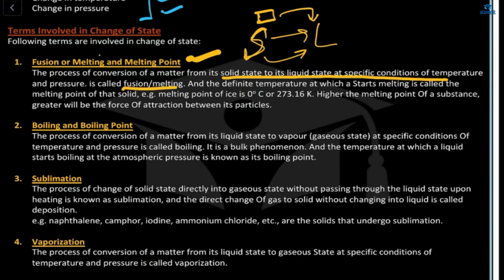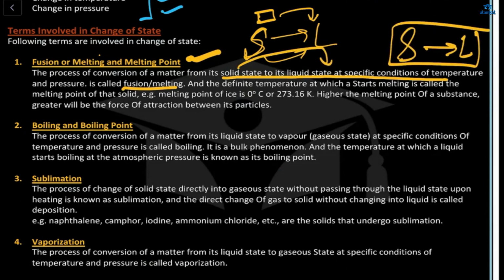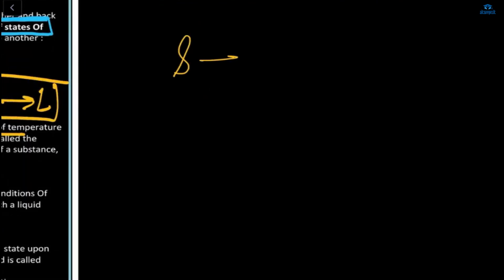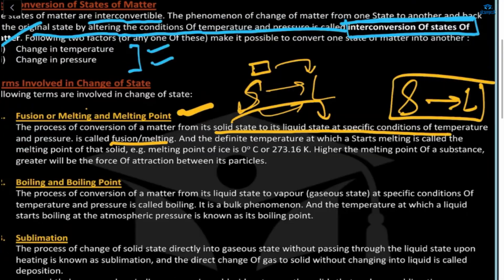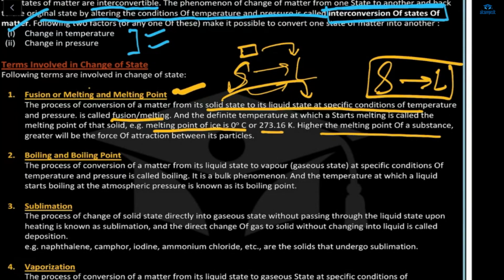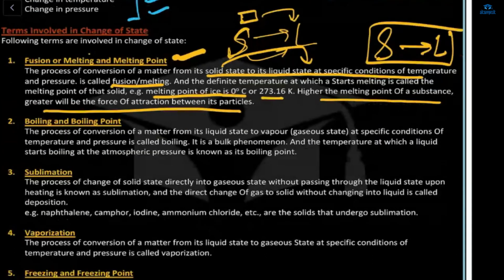Melting or fusion is what we call it when a solid is converted into a liquid. Solid state to a liquid state is known as fusion. I'm writing here also so that it becomes a note: solid into liquid is known as fusion or melting. Okay, easy. The temperature at which a solid melts is called the melting point. Example: the melting point of ice is 0 degrees. The higher the melting point of a substance, the greater the force of attraction between its particles.